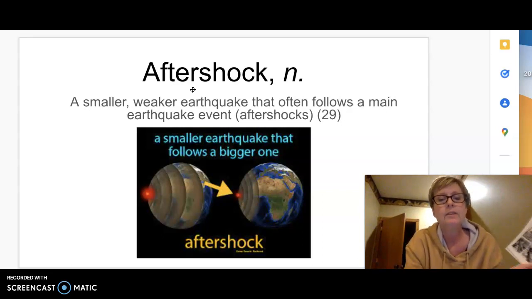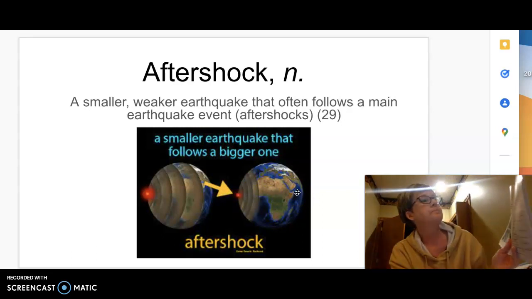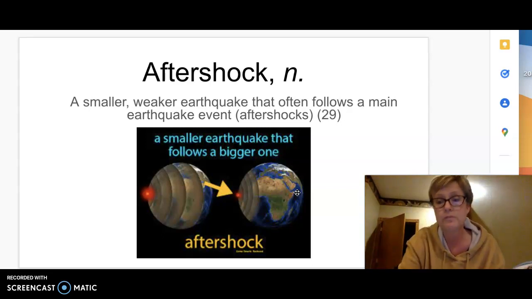Aftershock is a noun, and it's a smaller, weaker earthquake that often follows a main earthquake event. I liked this picture because the main earthquake has just huge shaking, and then the aftershock has the smaller ripple effect. And that's on page 29. And the earthquakes are often followed by aftershocks, which can also be very dangerous.